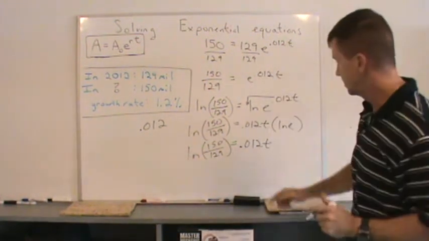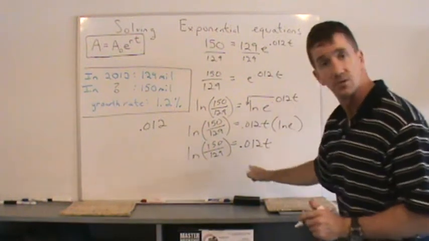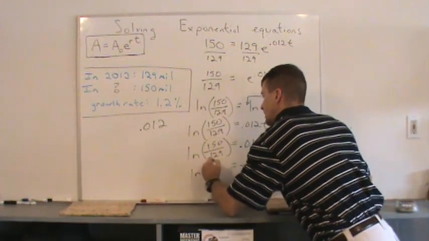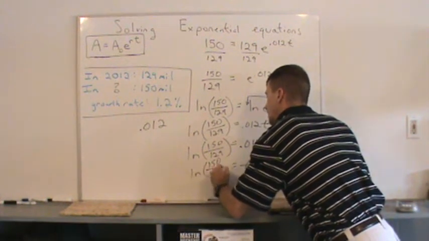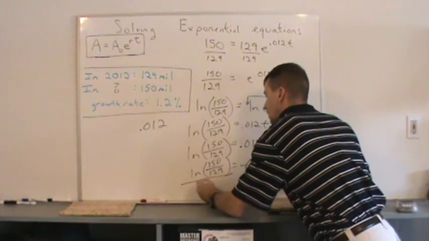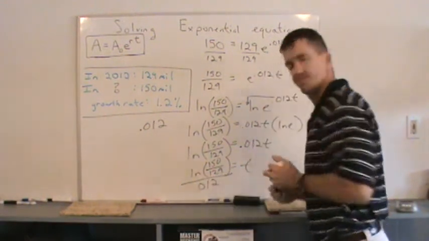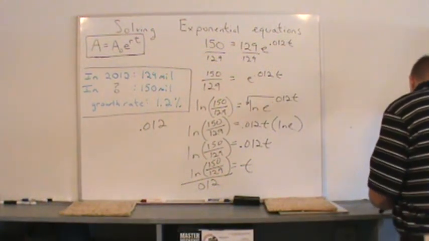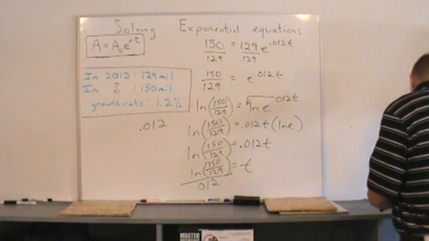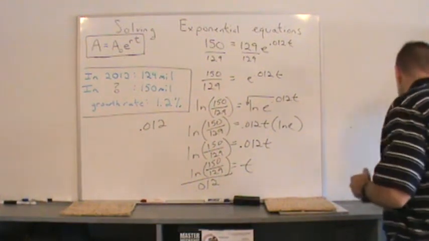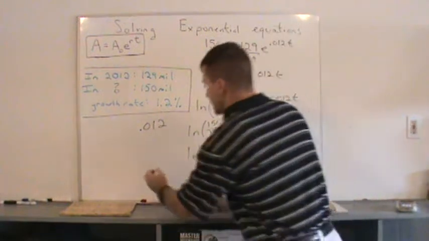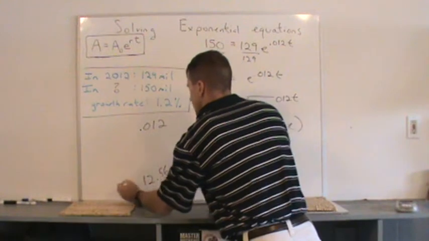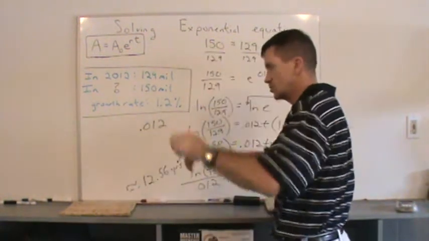And we have one more step. Let's divide 0.012 on both sides of the equation. And when I divide that, t equals ln of 150 over 129 all over 0.012. And I'll hit that on a calculator. So we get the natural log of 150 divided by 129 divided by 0.012. And it comes out to be about 12.56 years. 12.56 years. That's an estimate. So I'll take my equal sign and squiggle it, right?